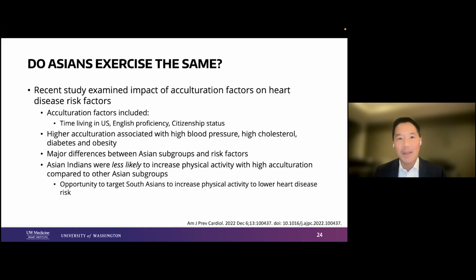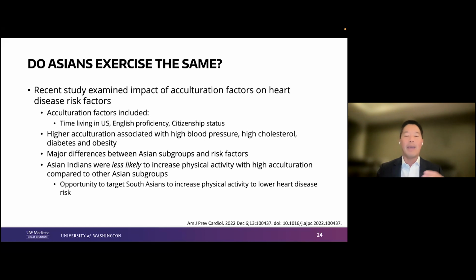All right, let's talk about, again, the fact that we aggregate all of us together. What we know is that we don't all have the same exercise habits and behaviors from a cultural standpoint. This is a study that we just published through the Stanford Care program last month. One of the things we were interested in was trying to understand how acculturation impacts cardiovascular disease risk factors. Acculturation incorporates things like the duration of living in the United States, your proficiency in English, and your citizenship status.